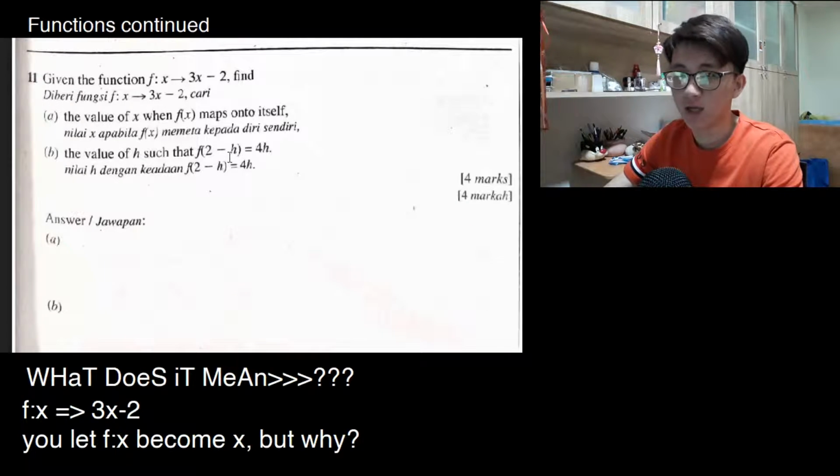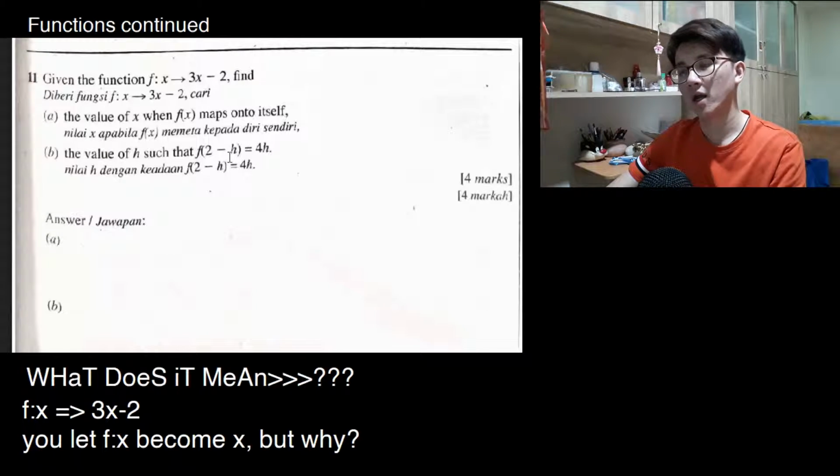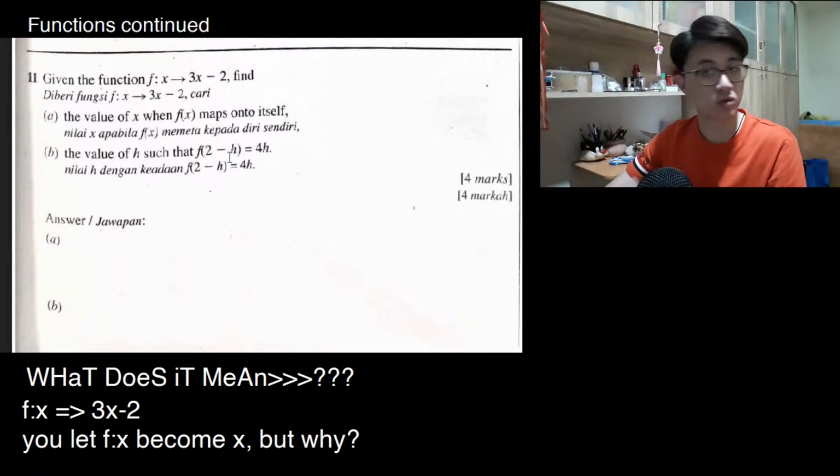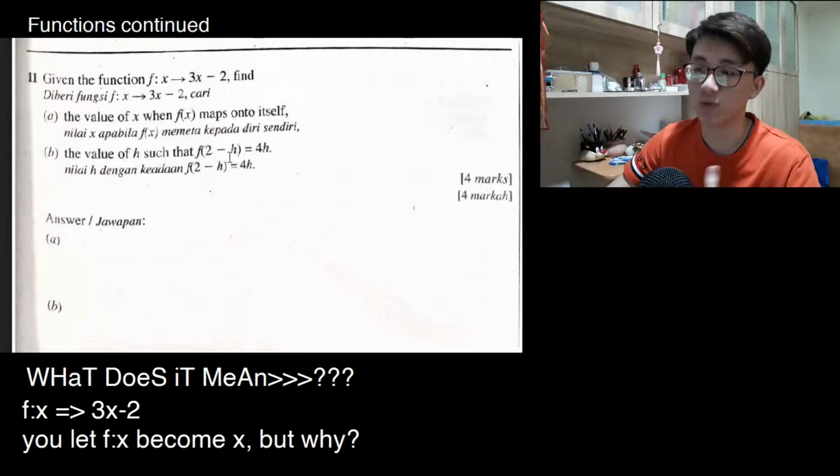So let's say it means that if I put f(1), I'm going to get 3 times 1 minus 2, which also gives me 1. So that's what it means when it maps to itself.